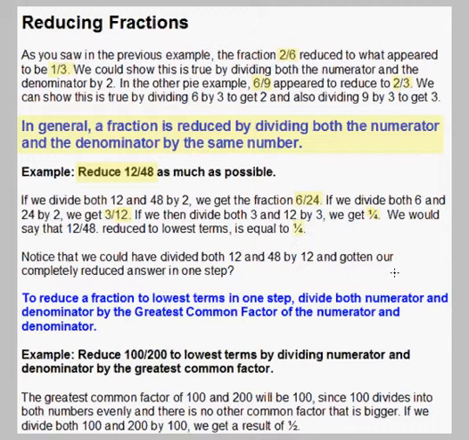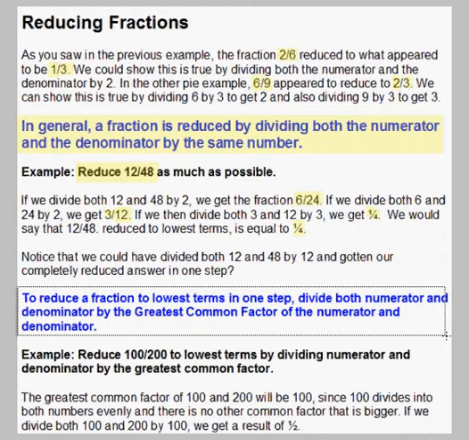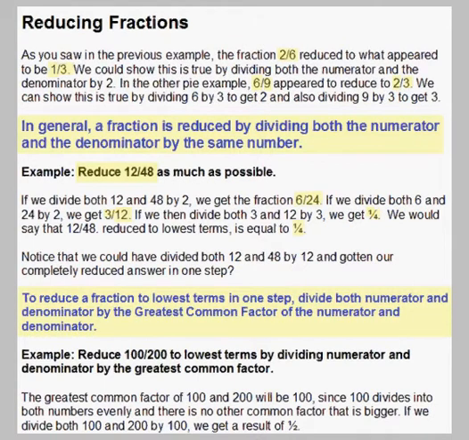Now, you notice that we could have divided both 12 and 48 by 12 right away and gotten our completely reduced answer in one step, because 12 divided by 12 is 1, 48 divided by 12 is 4. To reduce a fraction to lowest terms in one step, divide both top and bottom by the greatest common factor of both the numerator and denominator.